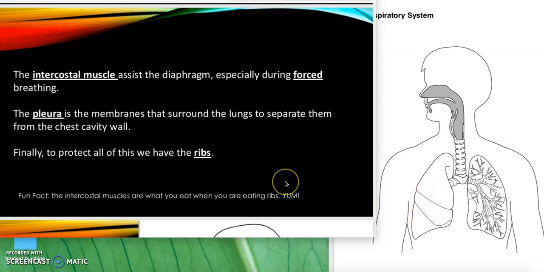The pleura is the membranes that surround the lungs to help separate them from the chest cavity wall. You need space. Your lungs aren't pushed right up against your chest cavity. There's space for them to expand. And finally, to protect all of that, we have the ribs. Those aren't on this diagram right now.